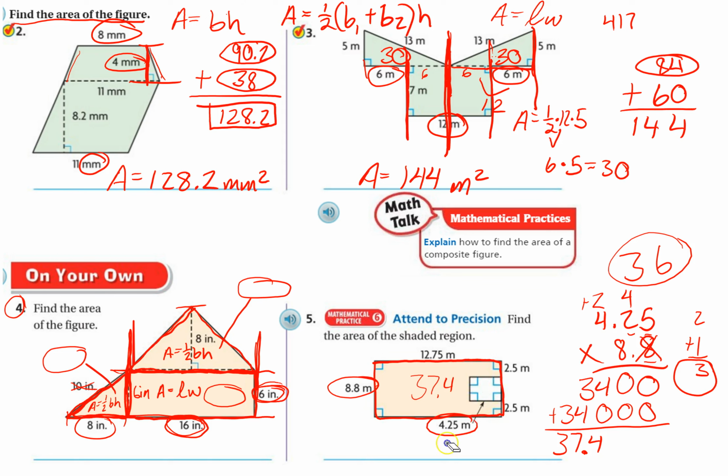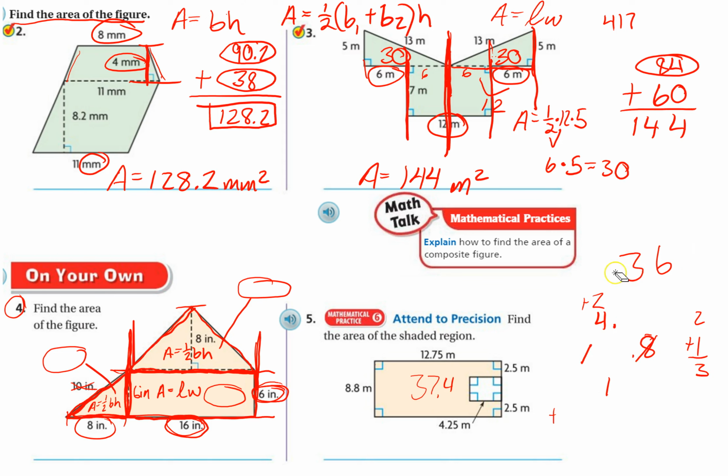So I need to find the area of this little rectangle here that got cut out. Again, I'm going to erase some of these lines. I'm going to leave this number 37.4. Again, you never need to erase, just use your scratch paper. You can always get more scratch paper. Okay, so the area of the whole thing was 37.4. I'm going to set that aside for now. And now I'm just going to find the area of this little rectangle here. Okay, so it's just 2 rectangle problems.